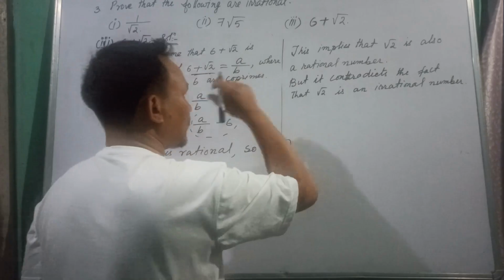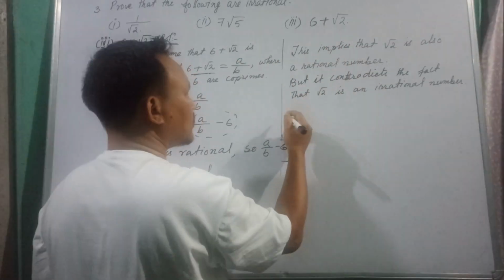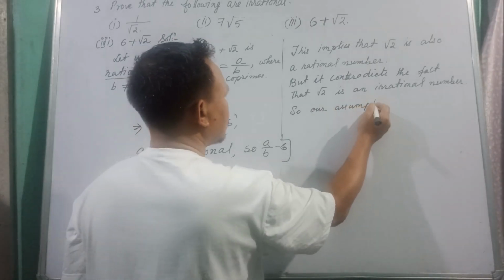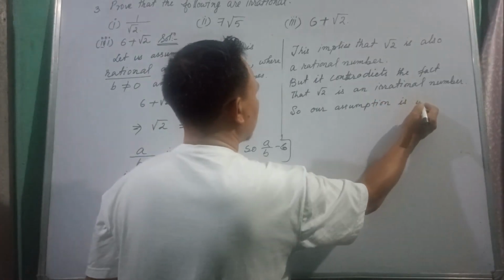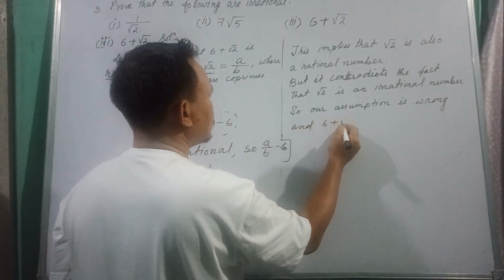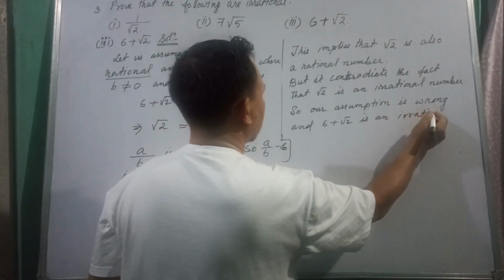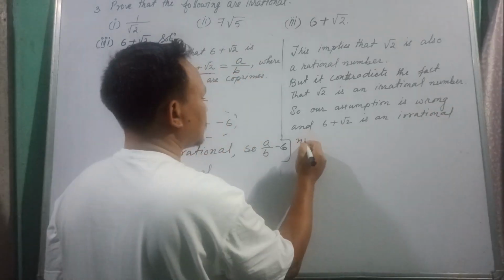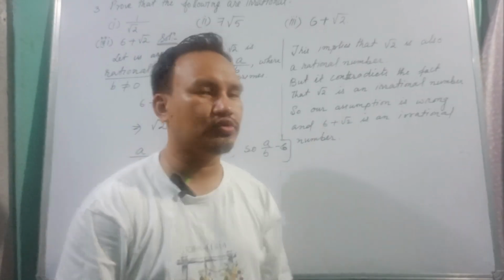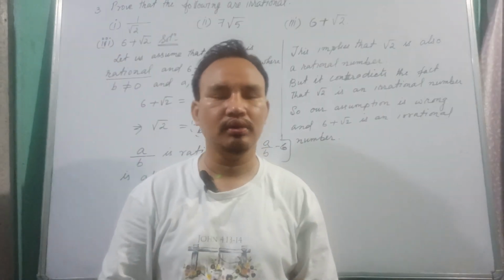So see, what we got and what we know as a truth is different. That means whatever we got is wrong. So our assumption is wrong, and 6 plus root 2 is an irrational number. So this is the method of contradiction. We have proved here that 6 plus root 2 is in fact irrational because root 2 cannot be a rational number.